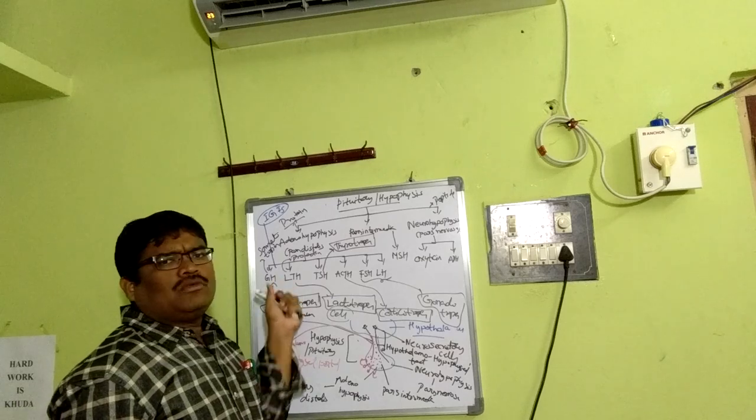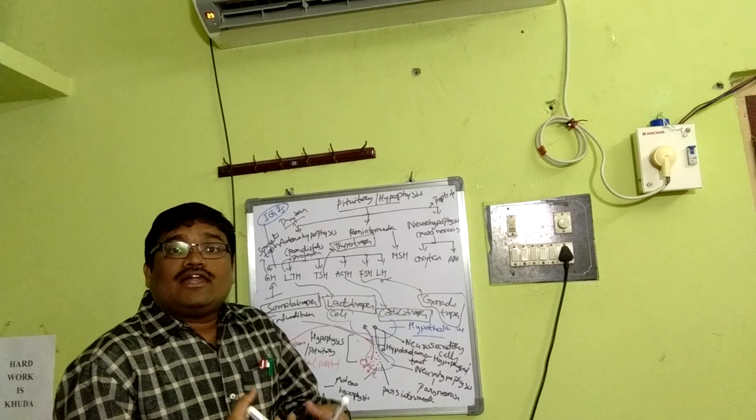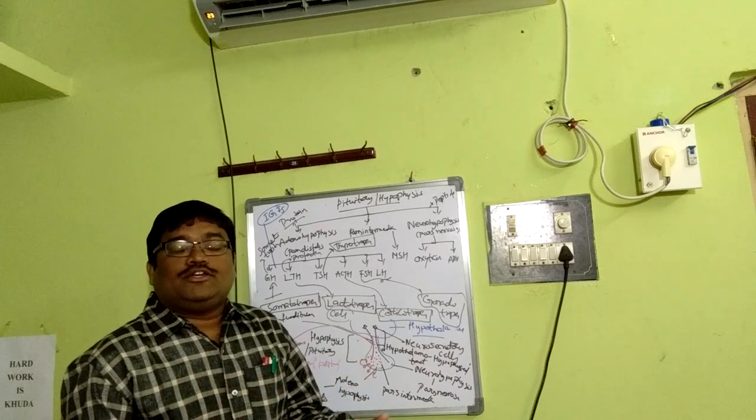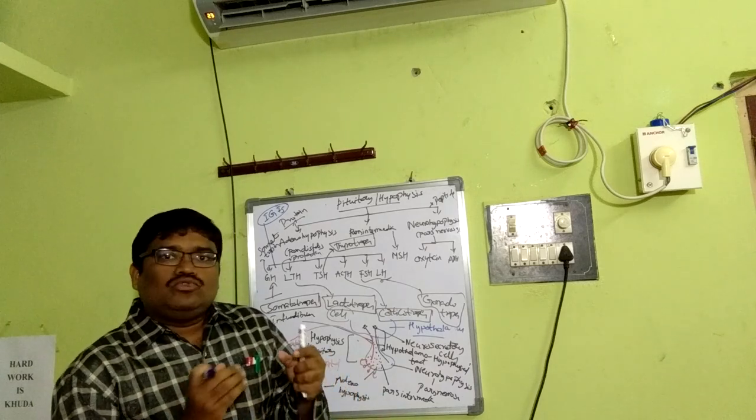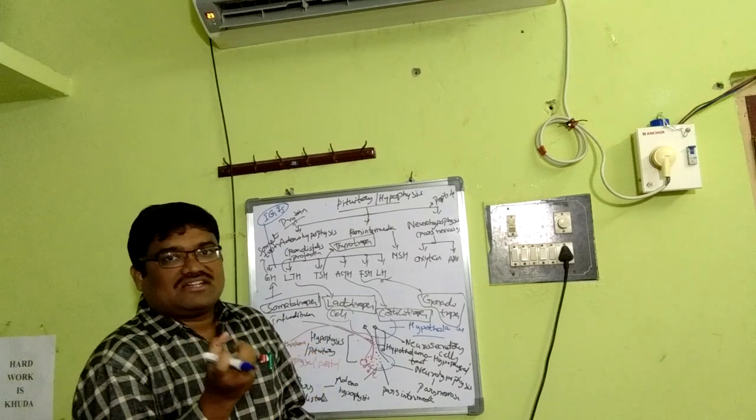There is luteotropic hormone, which implies prolactin, also called lactogenic hormone. It stimulates the enlargement of the breast in females. How? Through this activity, it also prepares for the synthesis of milk.